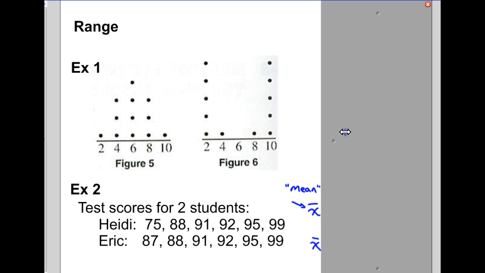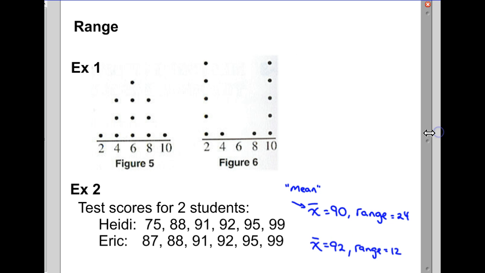Okay, so hopefully you figured out that the mean for Heidi is 90 and the range is 24. The mean for Eric is pretty similar, 92, but the range is only half as much. So if you had these two sets of summary statistics without knowing their actual scores, you might say, well, they're pretty similar students. They both have averages in the low 90s, but Heidi is twice as spread out because her range is double.